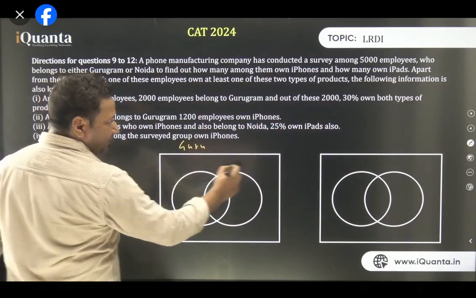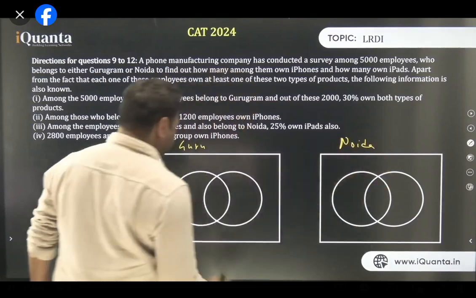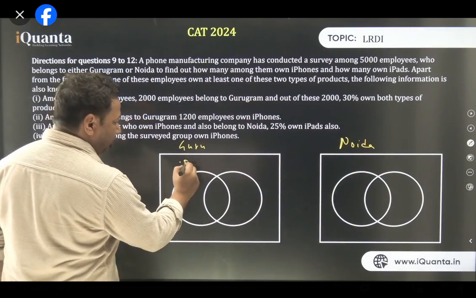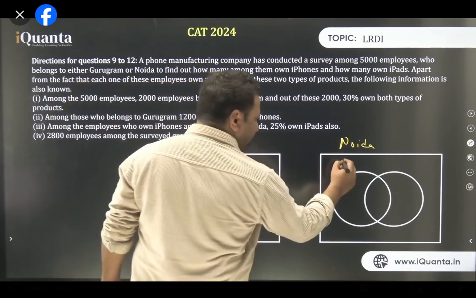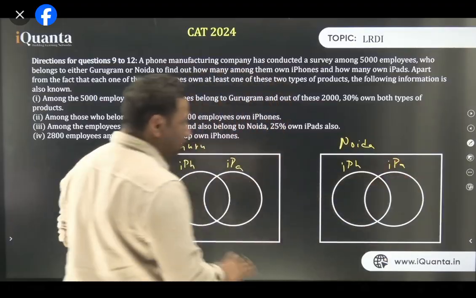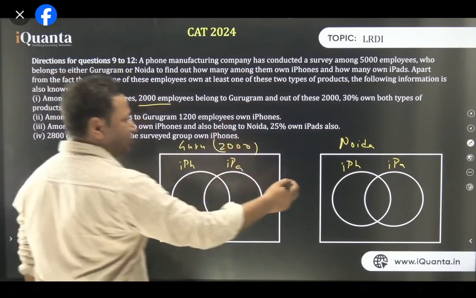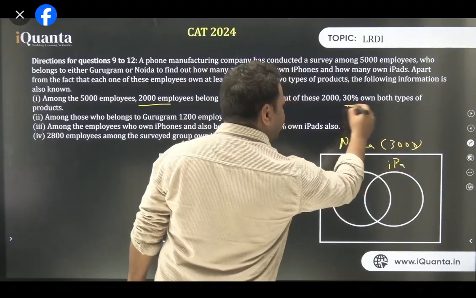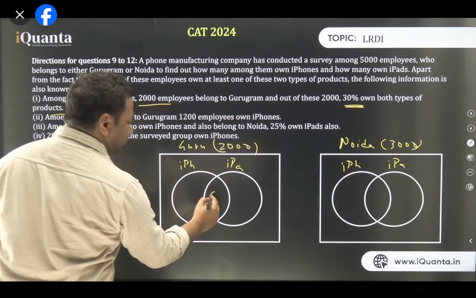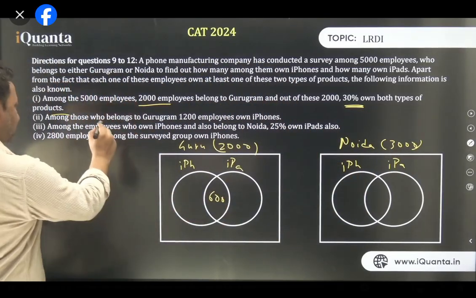This is Gurugram. This is Noida. This is iPhone. This is iPad. I'm doing it quickly. 2,000 belong to Gurugram, so automatically 1,000 will belong to Noida. 30% own both types of products in Gurugram, that is 600 over here. Those belong to Gurugram.